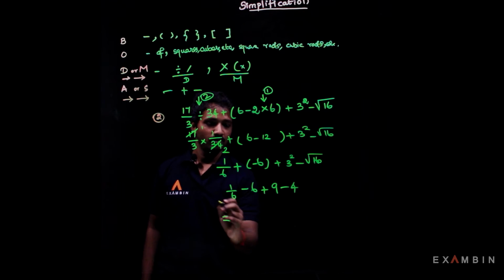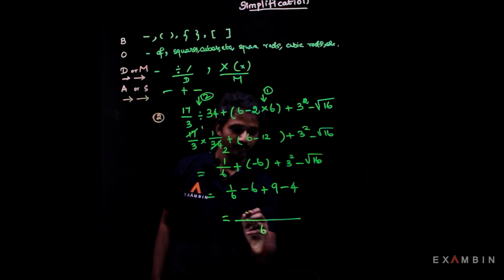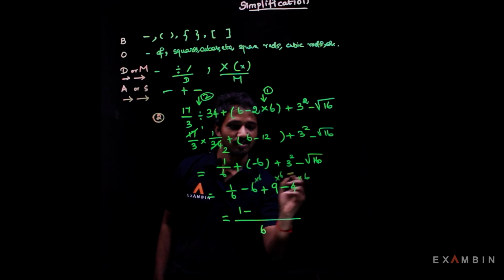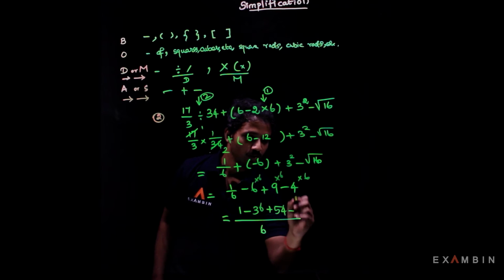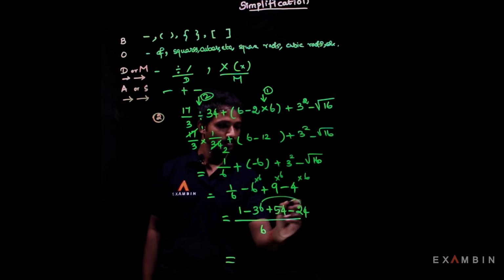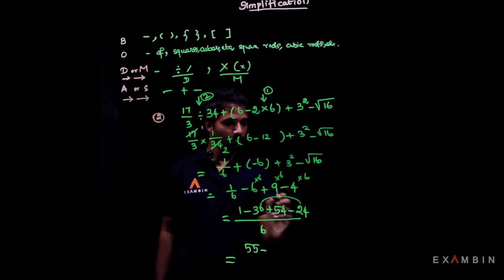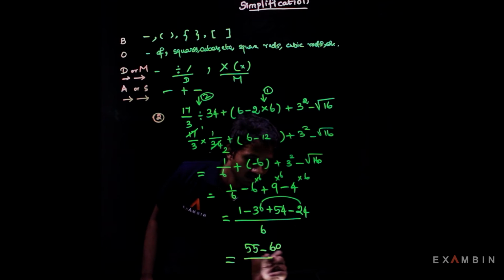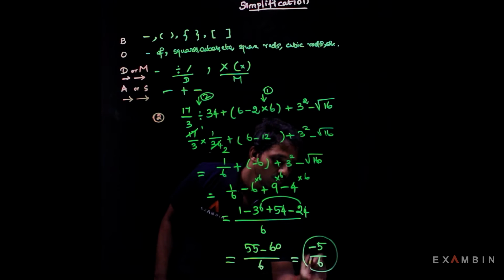Then take that 6 common. 1, 6 into 6, 9 into 6, 4 into 6. 9 into 6, 54, 4 into 6, 24. So solving this, we will get 55 minus 50 plus 10, 60 by 6, which is equal to minus 5 by 6. So this is the correct answer.